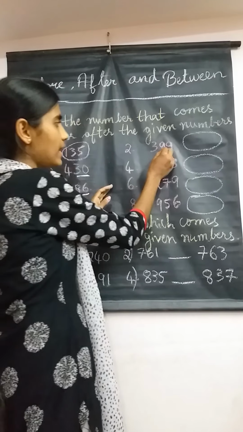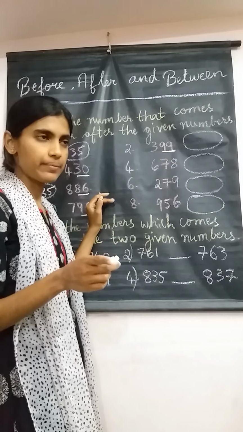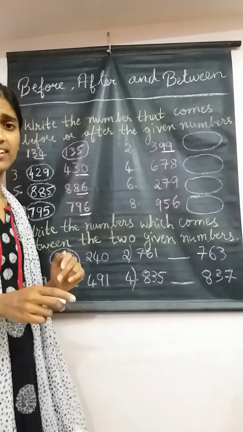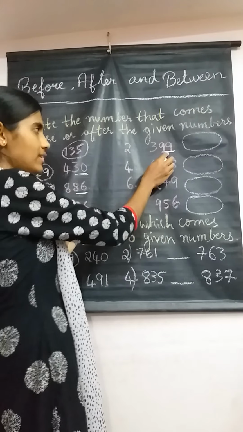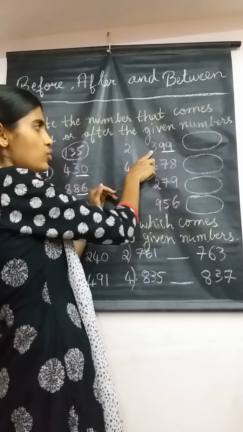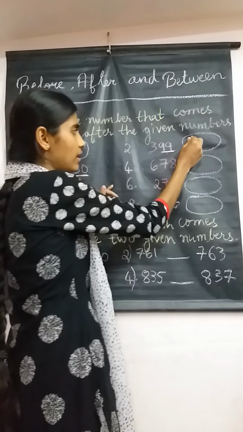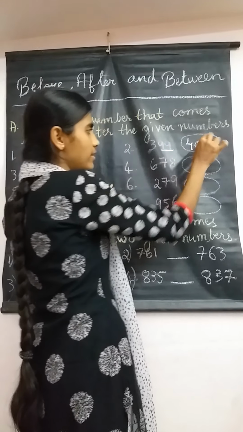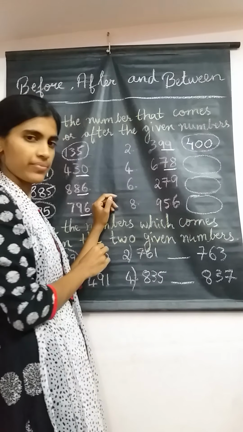So underline here 99. After number of 99 is 100. Now we can't write 100 here. So 300 afterwards is 400. So 99, next number is 100. So 300 with the addition of 1 here, 3 plus 1 will become 400. So write here 400.